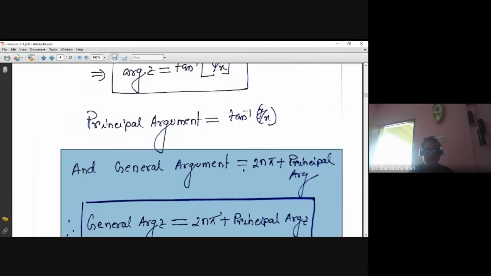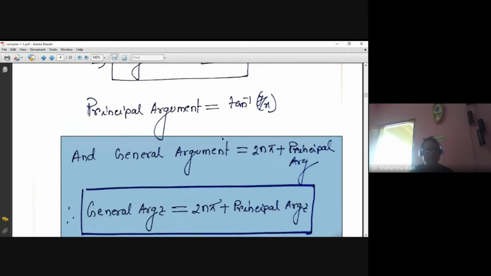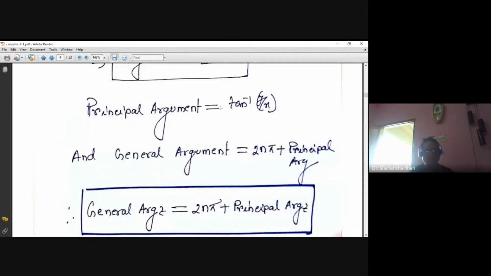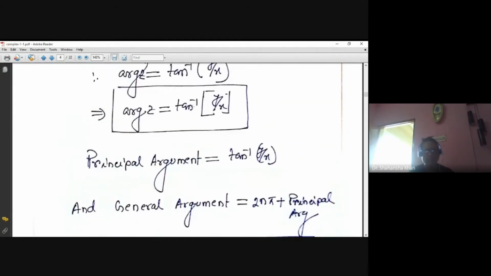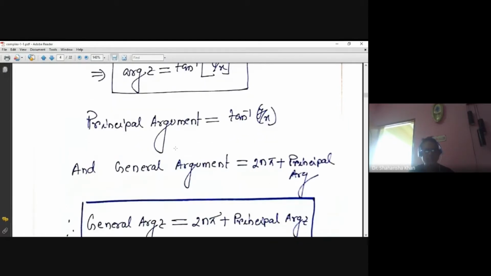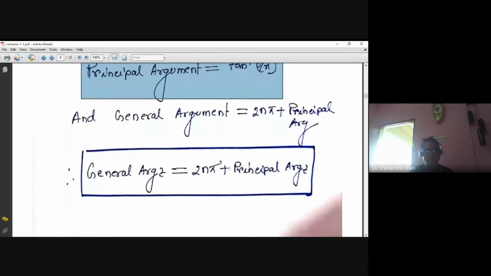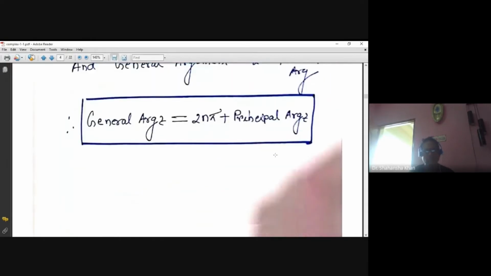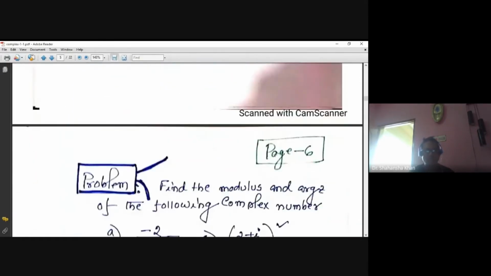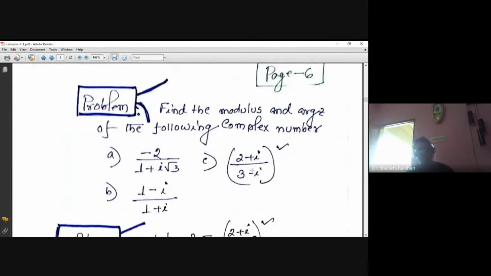So when you find the argument of any complex number, at first we find the argument of z equal to tan inverse y by x. It is called the principal argument. If we want to find the general argument of the given function, it is 2n pi plus principal argument. Now I can go to the problem.